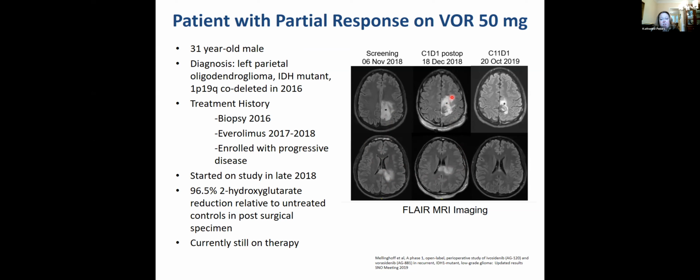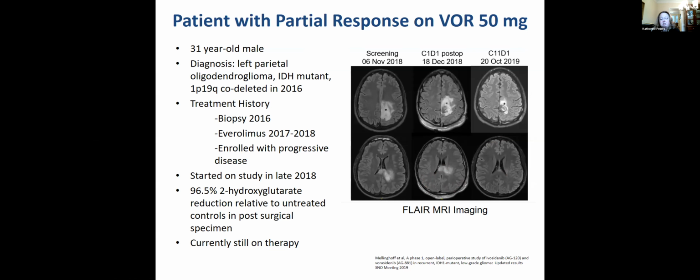You can see that this is cycle 1, day 1 post-operatively. And then as they were continued on the drug, you can see the reduction of this FLAIR abnormality at the corpus callosum and around the resection cavity. Moreover, they looked at how this compared to the 2-hydroxyglutarate reductions. And this was an example of one of the patients that had a very robust reduction in 2-hydroxyglutarate. And this patient remains on therapy.